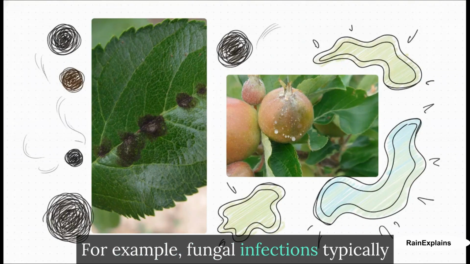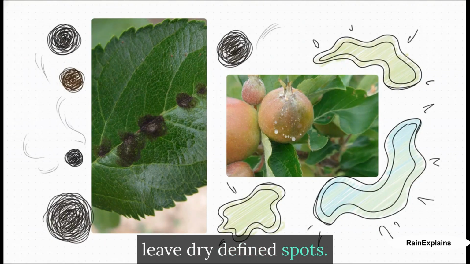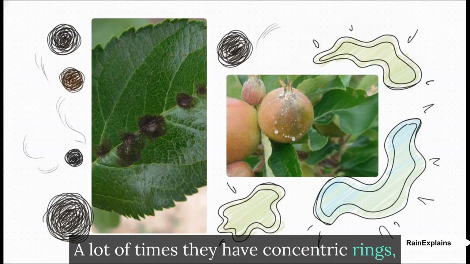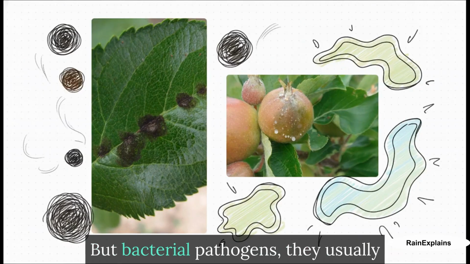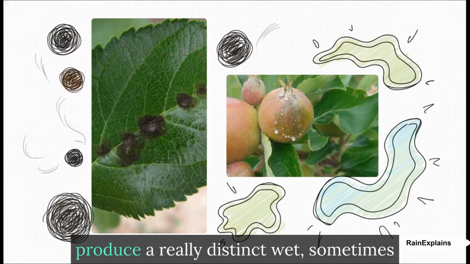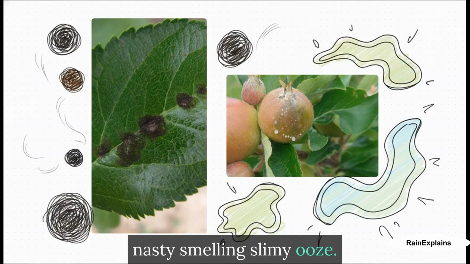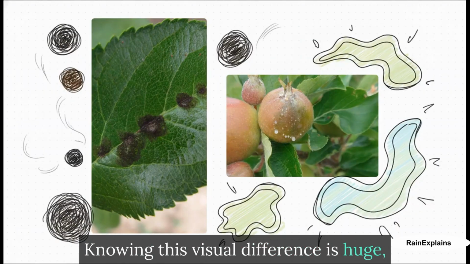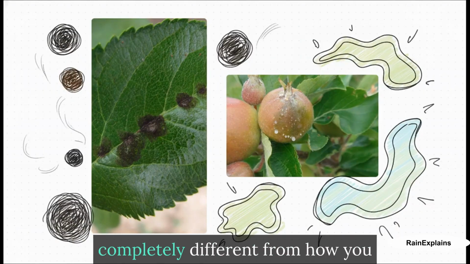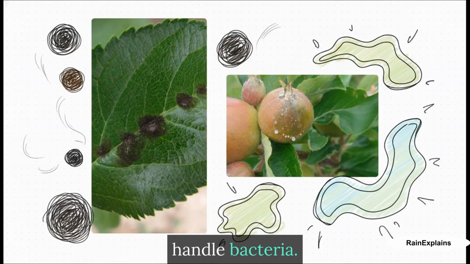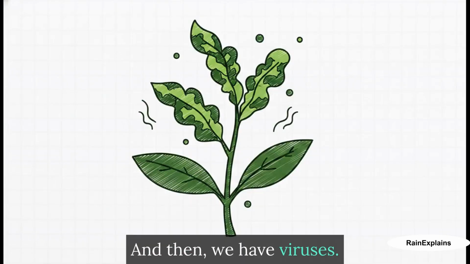Contrasting that physical evidence is absolutely key. For example, fungal infections typically leave dry, defined spots. A lot of times they have concentric rings, kind of like a target. But bacterial pathogens usually produce a really distinct, wet, sometimes nasty-smelling, slimy ooze. Knowing this visual difference is huge because the way you treat a fungus is completely different from how you handle bacteria.